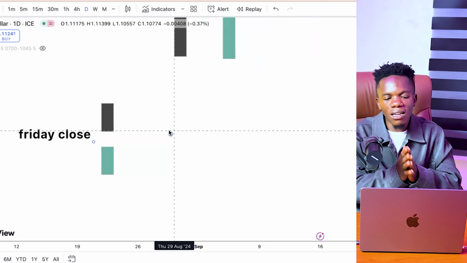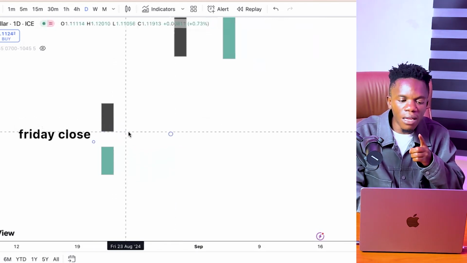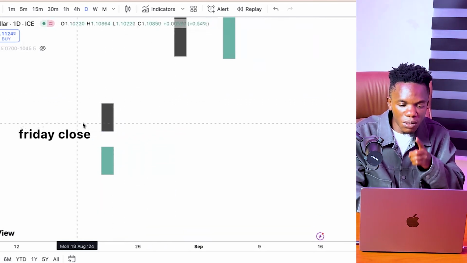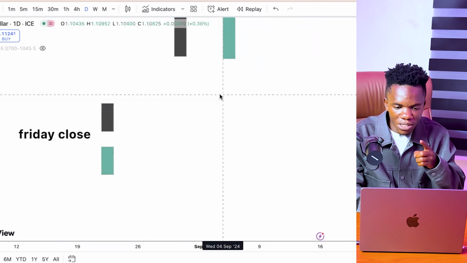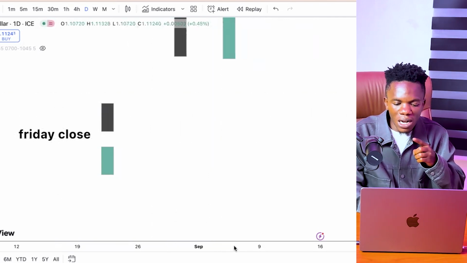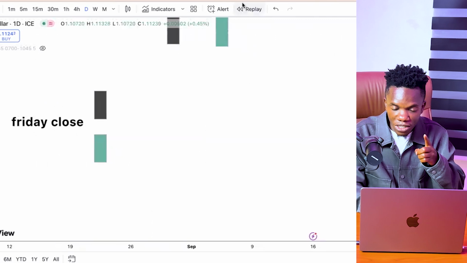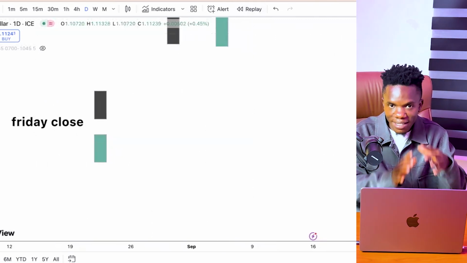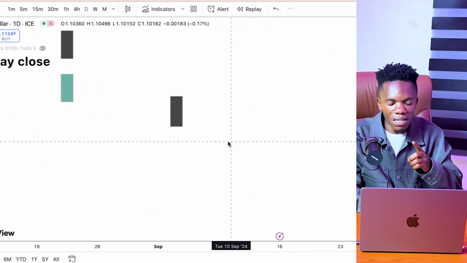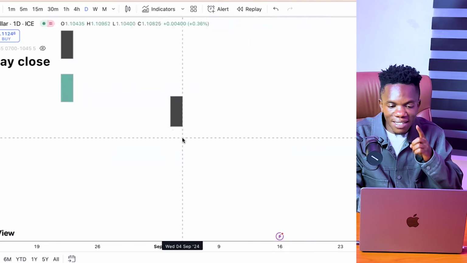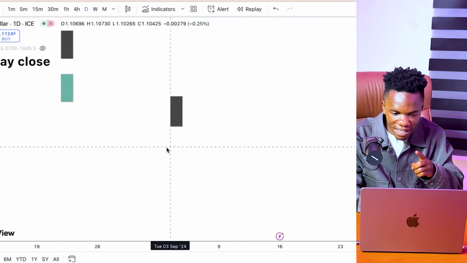I personally love to trade this profile whereby the Friday candle closed bearish and then I'm expecting bullishness. You know why? Because whenever Friday candle closes bearish, and then the market is bullish for the week, it has given me a discount price action. This is what I'm talking about. It has given me a discount price action. So this is the Friday candle.